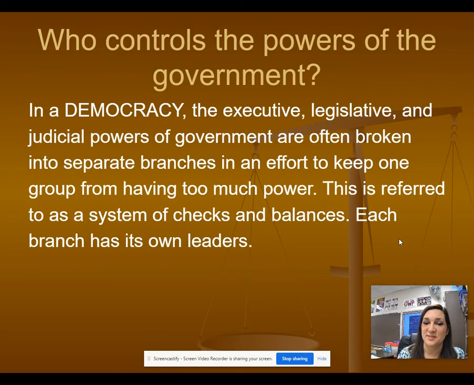So, in a democracy, the executive, legislative, and judicial powers of government are often broken into separate branches. This is in an effort to keep one group from having too much power. And if you think back to last week's Pear Deck, that Pear Deck kind of went over these different branches in the United States government. This is referred to as a system of checks and balances, and each branch will typically have its own leaders.